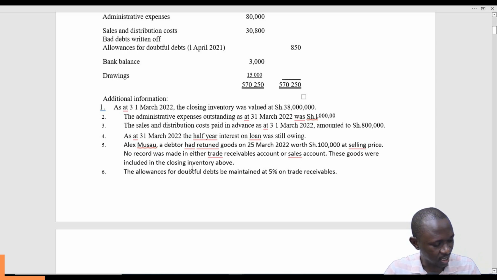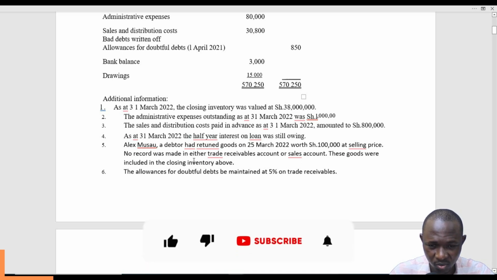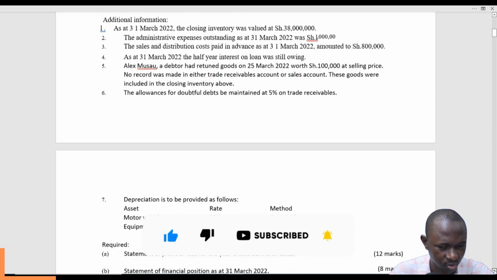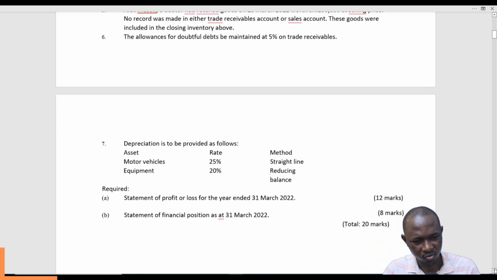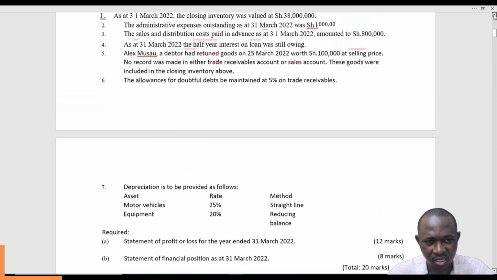Alex Musao, a debtor, had returned goods on 25th March 2022 worth 100,000 at selling price. No record was made in either trade receivables account or sales account. These goods were included in the closing inventory above. The allowances for doubtful debts to be maintained at 5% on trade receivables. And finally, depreciation is to be provided as follows: motor vehicle and equipment. Statement of profit or loss, and then statement of financial position. So that is what is expected of us. These are questions that should take you less than 30 minutes.